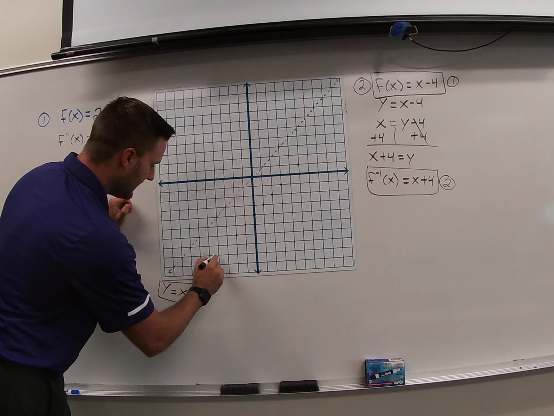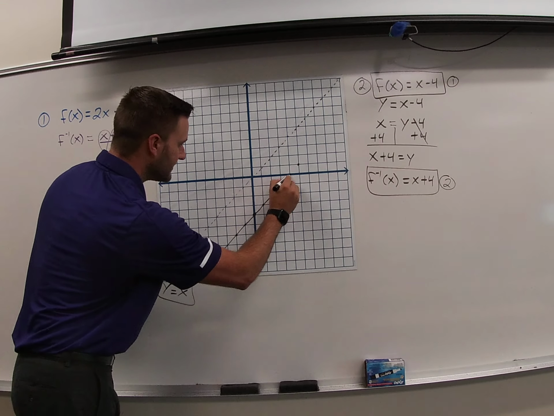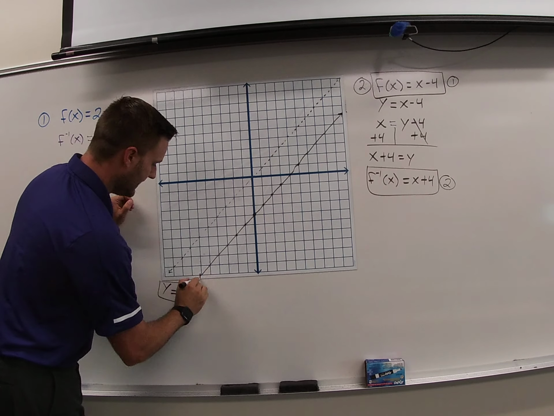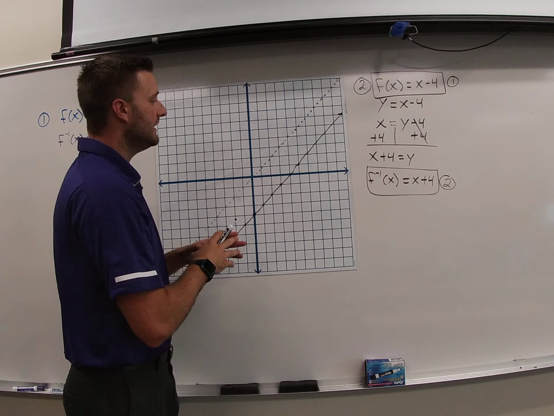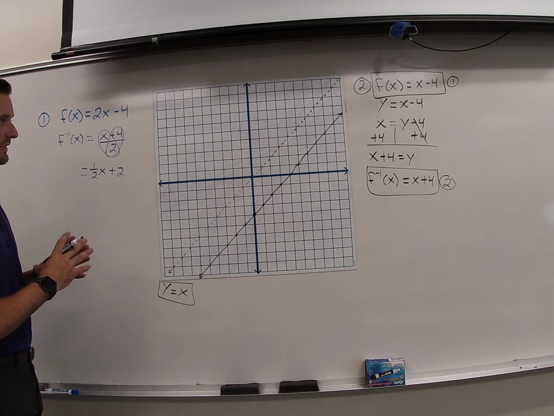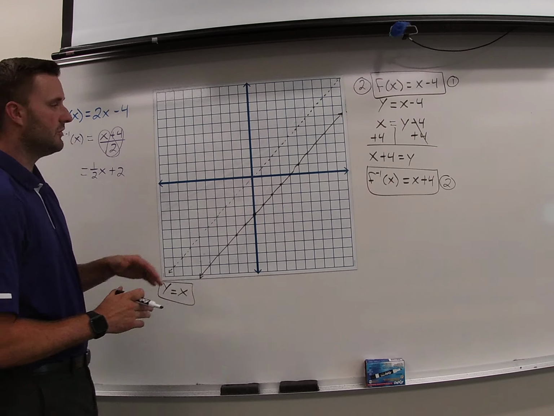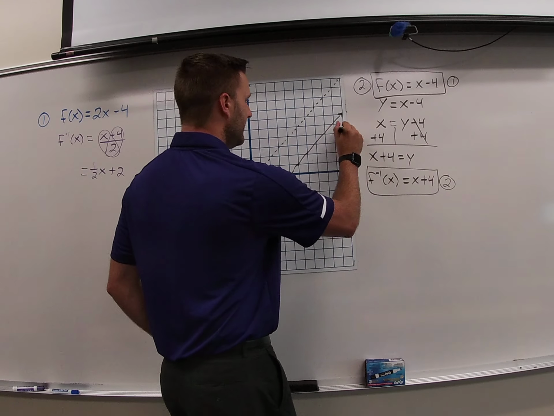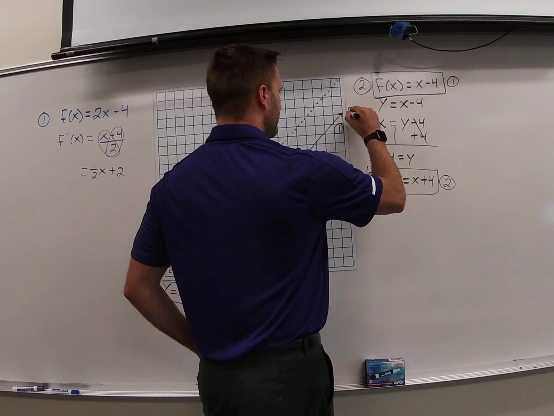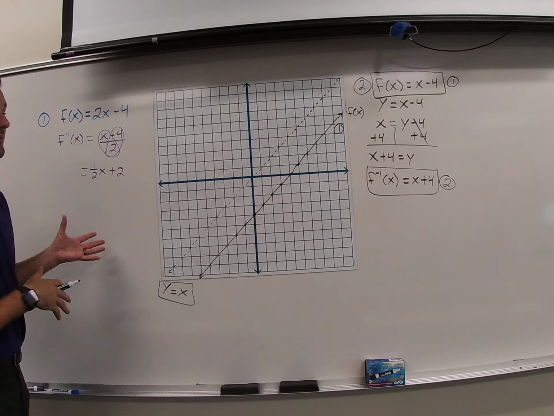So when I connect these points with a line, we should get something that looks like this. And we put arrows on the end because this equation goes on forever. This graph has arrows because it goes on forever in both directions. Now, what about line 2? So this was line 1, our original function, f of x. I guess I can write f of x here. So that's our original. Now I'm going to graph the inverse.